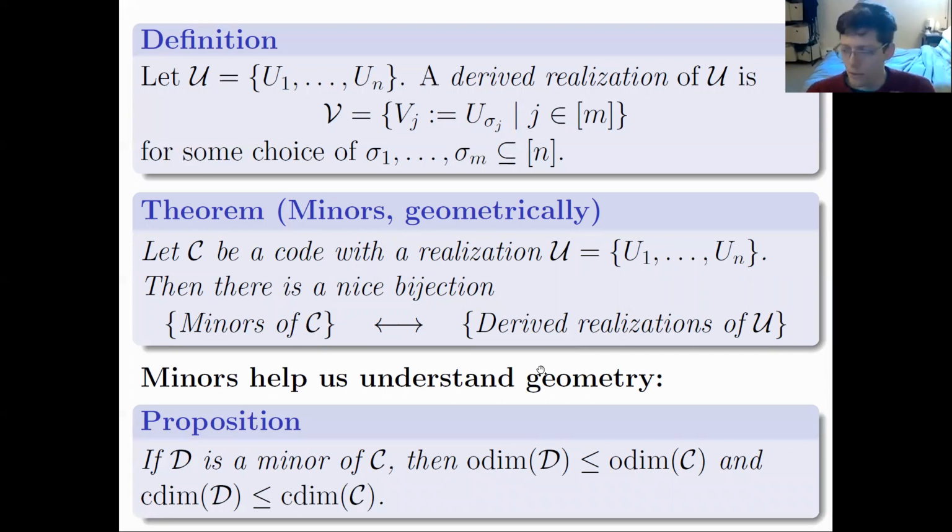And so this actually does help us understand geometry. I've thrown some abstract combinatorial stuff at you to define these minors, but the important feature of them is that open and closed embedding dimensions behave nicely in this partial order. If D is a minor of C, then the open or closed embedding dimension of D is no larger than that of C.